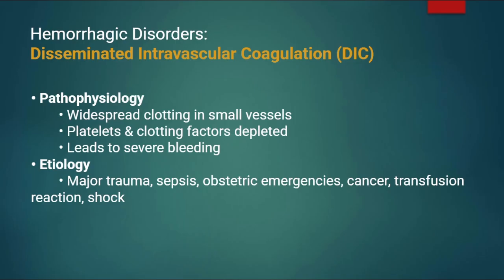In terms of etiology, this slide lists major trauma, which is correct. Trauma can release large amounts of tissue factor into the bloodstream, which triggers abnormal clotting. But DIC is also seen with sepsis, obstetric complications like amniotic fluid embolism or placental abruption, malignancies such as leukemia, transfusion reactions, and shock. For nurses, it's important to remember that DIC is always a secondary condition. It develops because of another underlying disease or injury. That's why treatment must focus on both controlling the bleeding and treating the underlying cause.